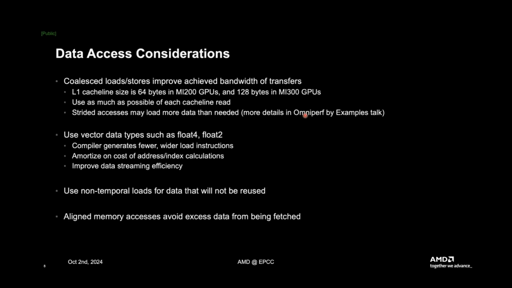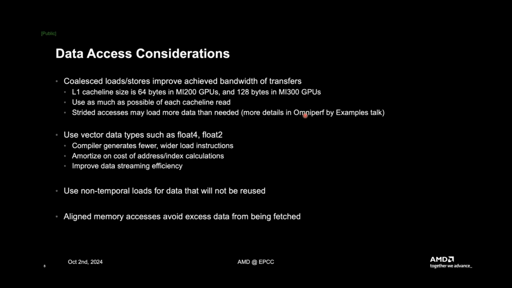Okay, and when we consider how we access data, if all the threads in your wavefront are accessing locations and addresses that can eventually be coalesced into one cache line or a few cache lines, then that is the best way of accessing, because even if you ask for 4 bytes, you're going to get 64 bytes in MI200 GPUs. In MI300 GPUs, it's a 128 byte cache line. So if one thread is requesting 4 bytes, you're going to get, say, 128 bytes.